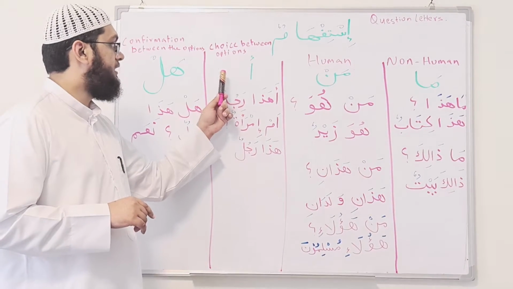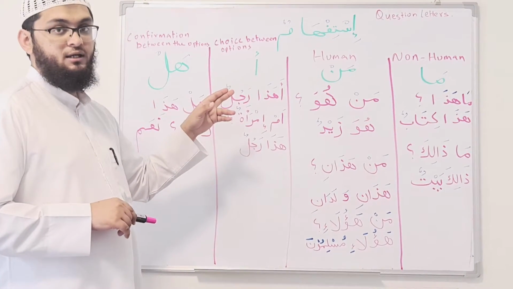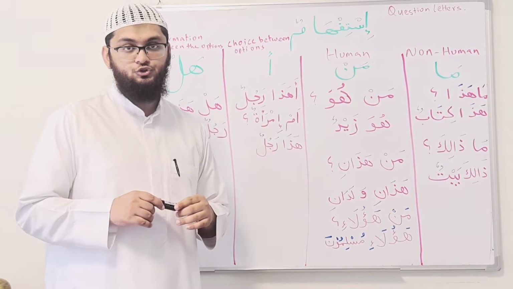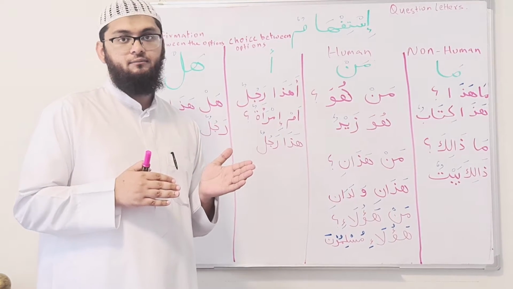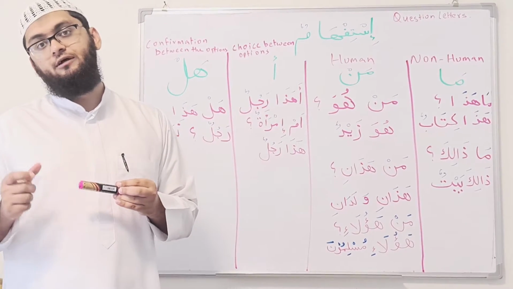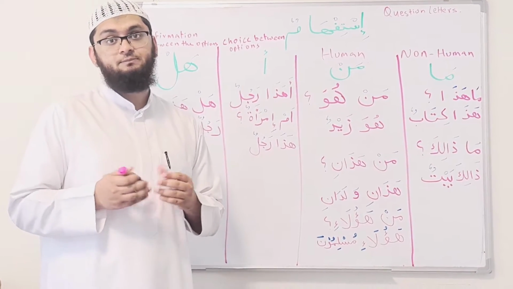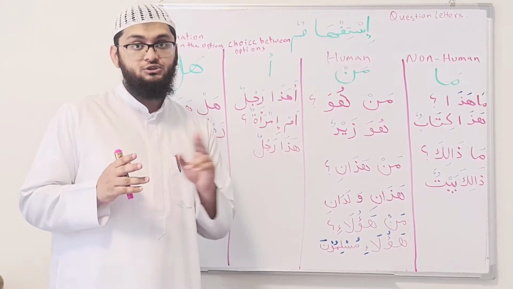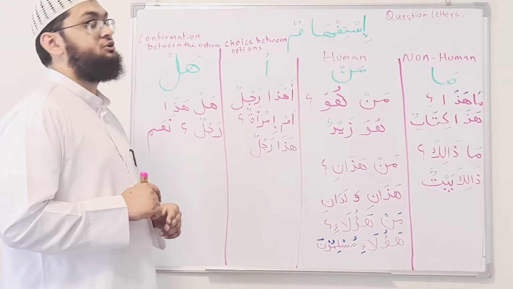Then we have the third one, this is just the hamza that is used. It's like a choice, and I'm giving you two choices. Like, did Umar come or Ali? Who came from these two? So you will choose one of them. So I want the specification from you to know from among these two who came. So this is when hamza is used.